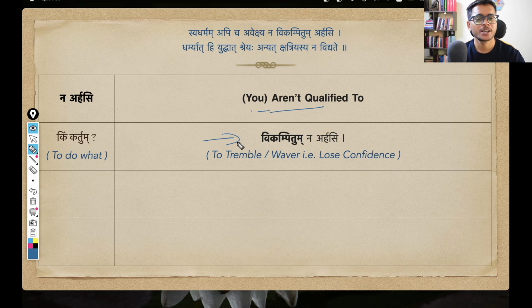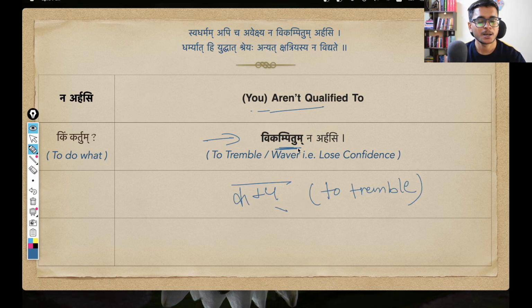So the response we get is Vikampitum na arhasi. Vikampitum. And again, this part, kampitum, we have already seen this pada, kampitum, before. This kampitum comes from kamp dhatu. Kamp dhatu means to tremble. Okay, to tremble, to waver. Okay, basically to shake or to lose confidence in that sense. And kampitum, so you can already see this dhatu is being modified using tumun pratyay. So kamp plus tumun, it becomes kampitum.